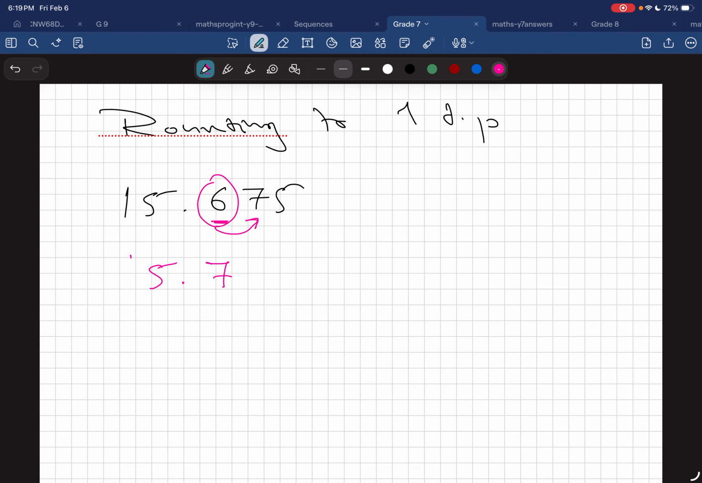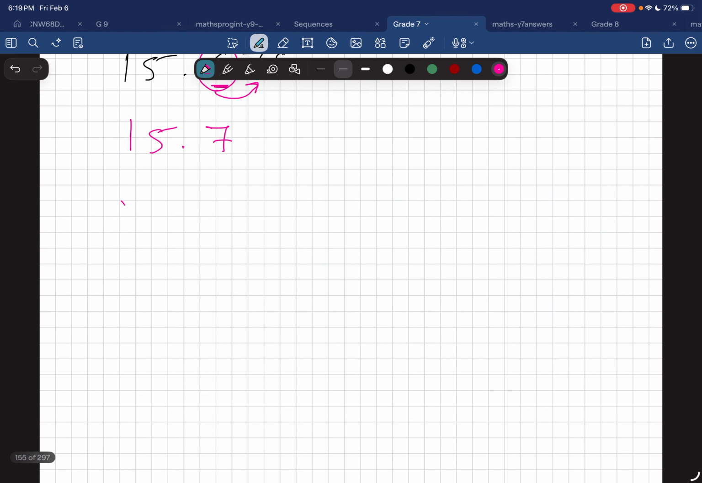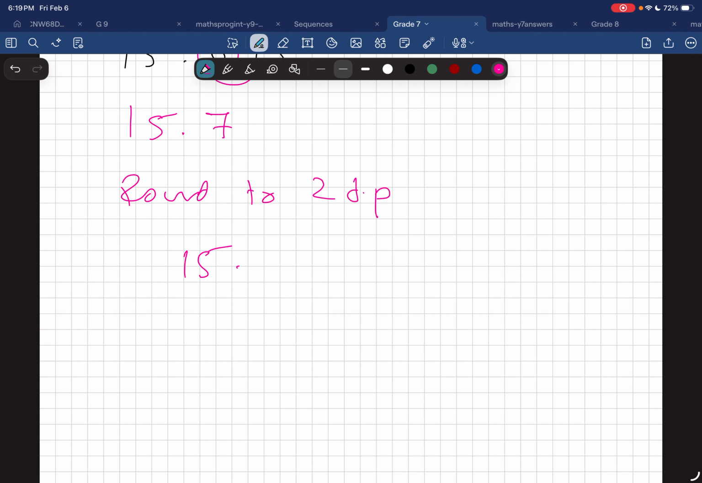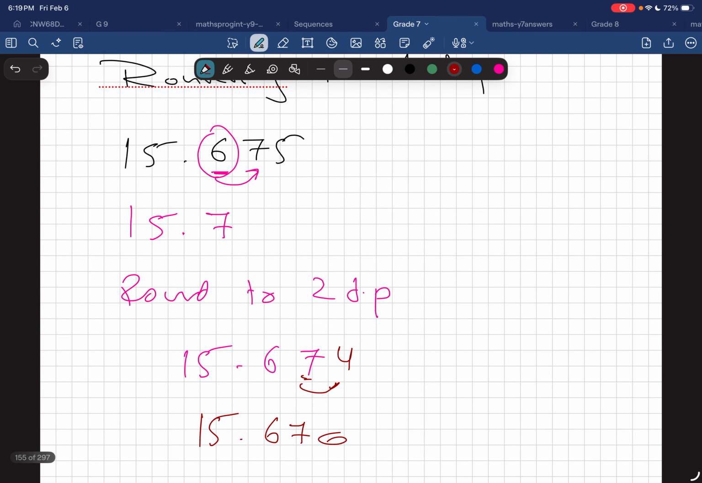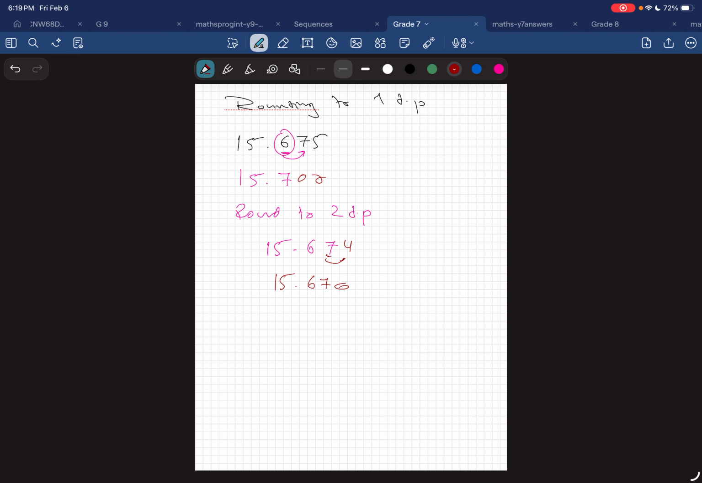Okay, so 15.7. If I tell you to round to 2 decimal places, and here we have the same number, 15.675, you're gonna look at the 7, what's beside it, 5, up or down? Obviously up, so this becomes 8. And if it was here 4, it's down, so my answer is 15.67, and the 4 becomes 0, like here, these two become 0. Rounding.